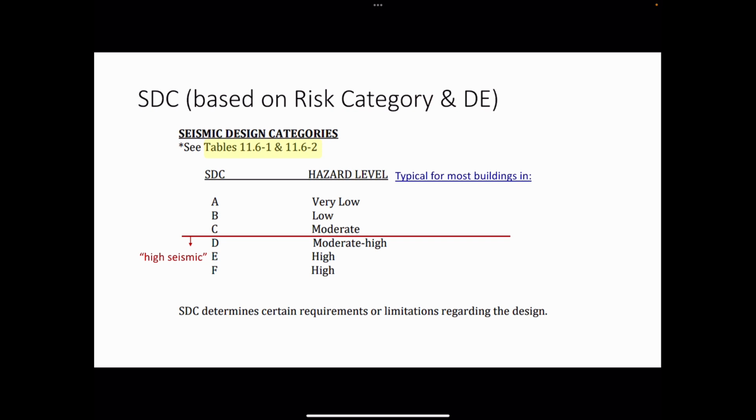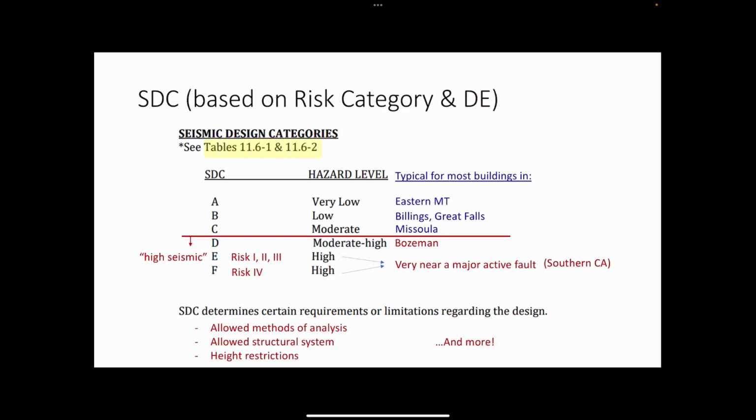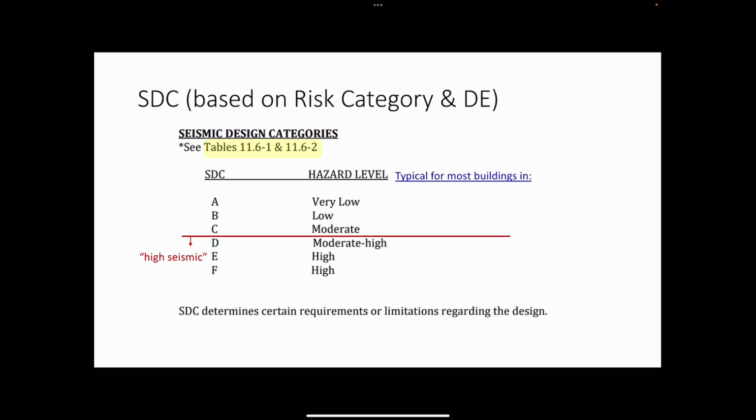All right. So then that brings us to seismic design category. Do I actually have? Oh, I do. Okay. I do have the tables on the slides. It's just coming up. All right.